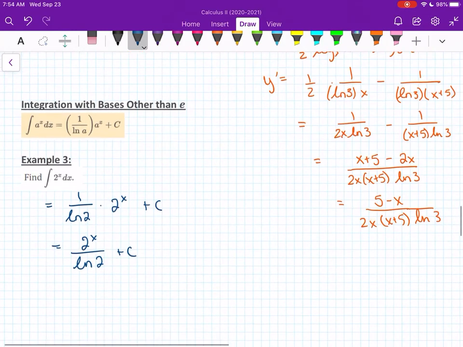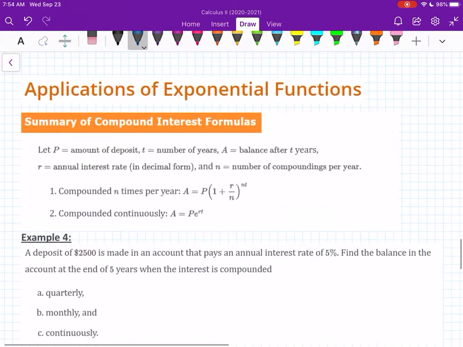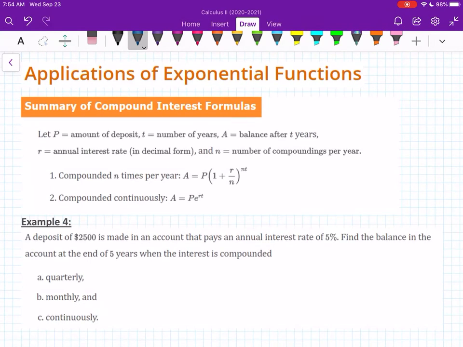Fantastic. All right, what is next? Applications. Oh, so exciting. All right, so you've done a lot of this before, so compound interest. So here are the two formulas you need to know.